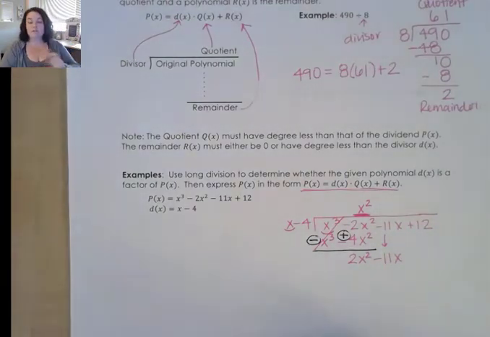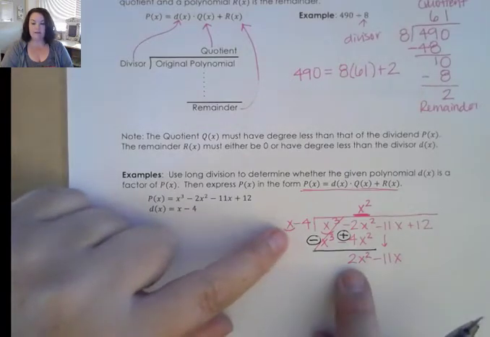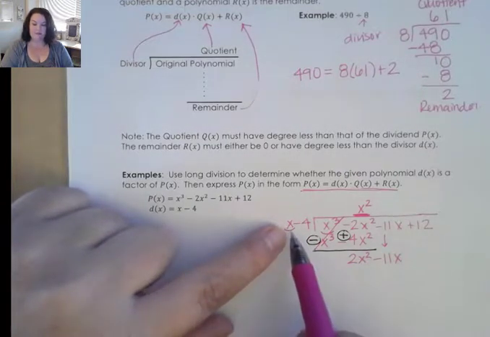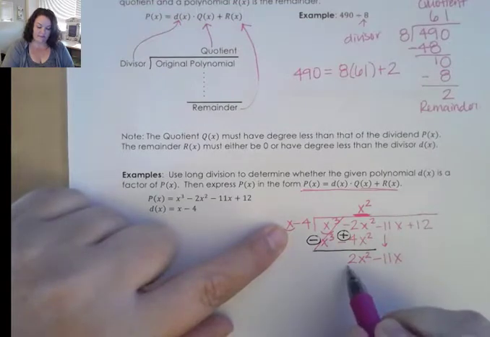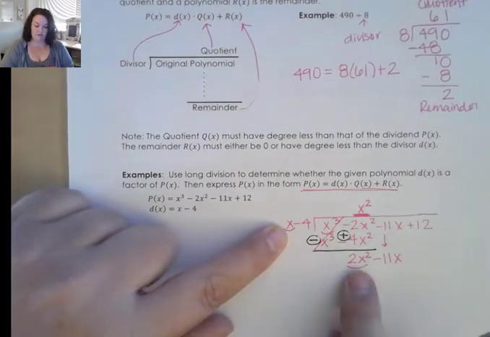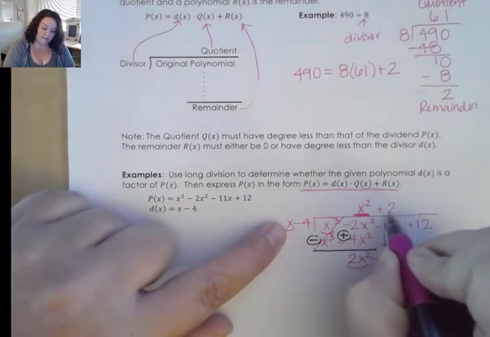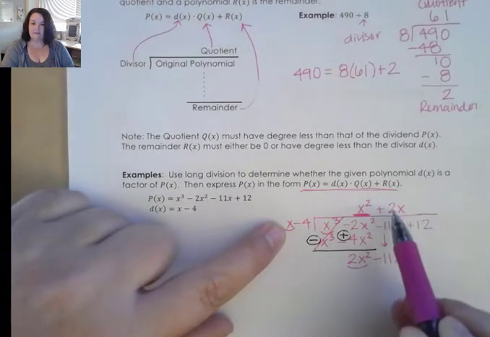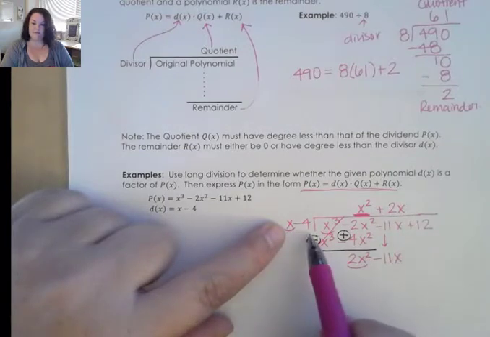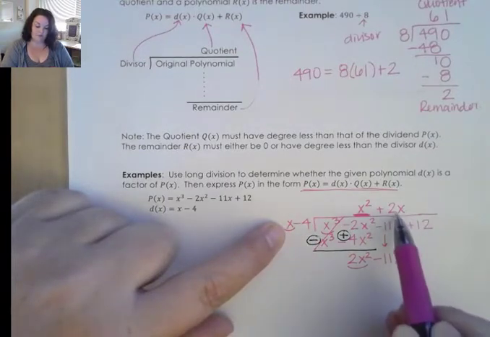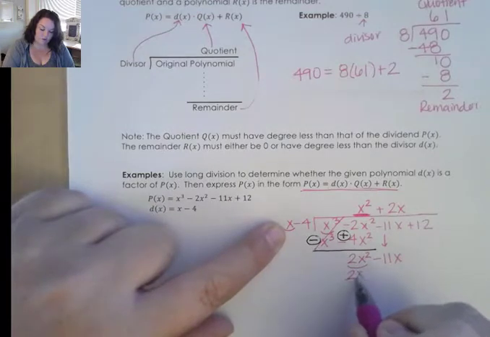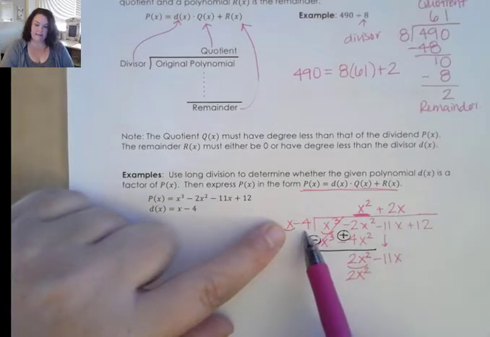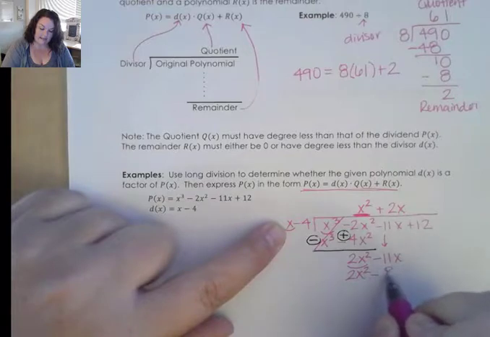Okay, and then we start the process over again. We look at our leading term, which is an x. What do I have to multiply my leading term by to make it look like this leading term? So to go from x to 2x squared, I need a positive 2 and I need another x. So I'm going to write a positive 2x up here. Now I'm going to take that positive 2x and distribute it to both terms of my divisor and write it below. So 2x times x is 2x squared. 2x times negative 4 is negative 8x.